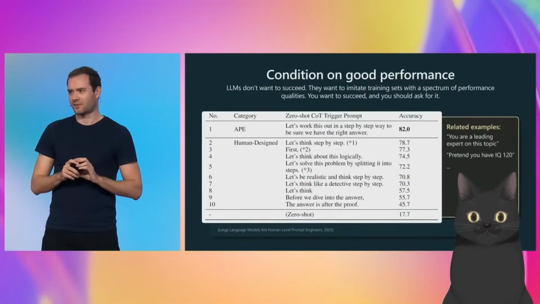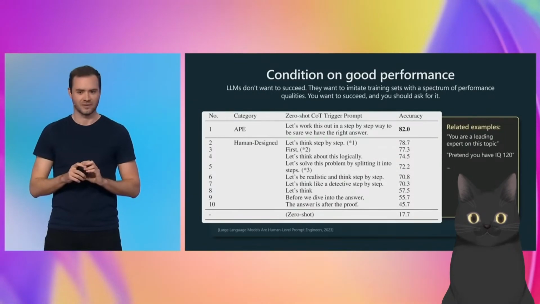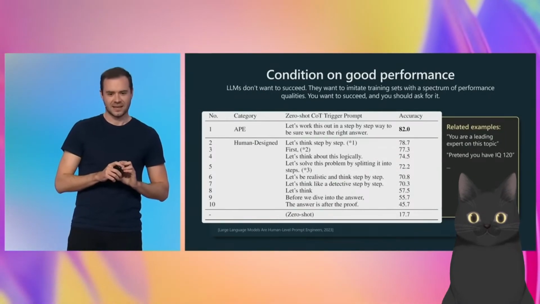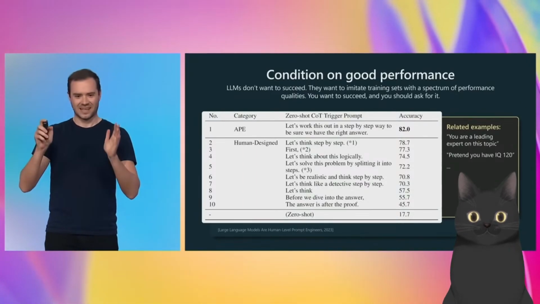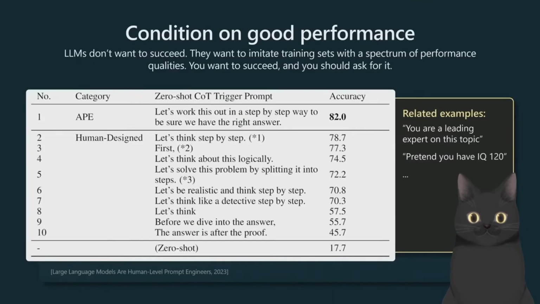So that's kind of like giving our model System 2 thinking. The next thing that I find kind of interesting is this following sort of, I would say, almost psychological quirk of LLMs: LLMs don't want to succeed. They want to imitate. You want to succeed, and you should ask for it.